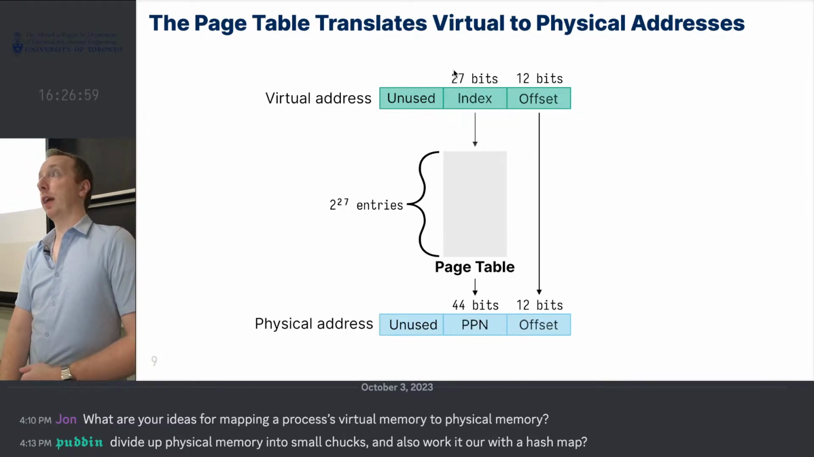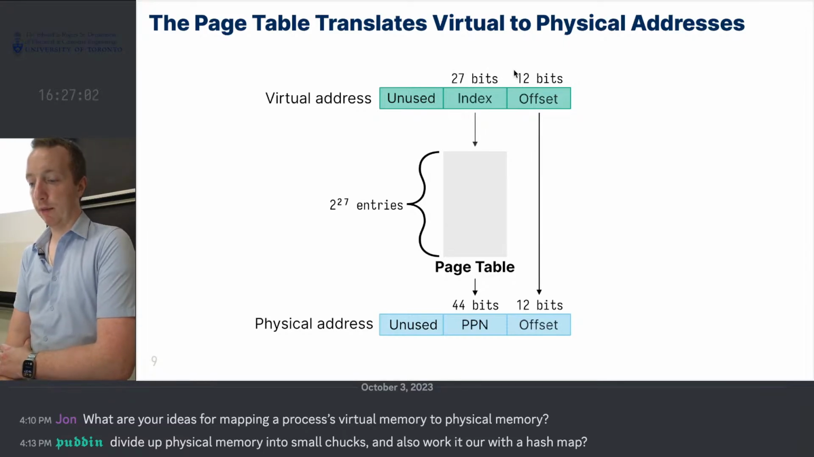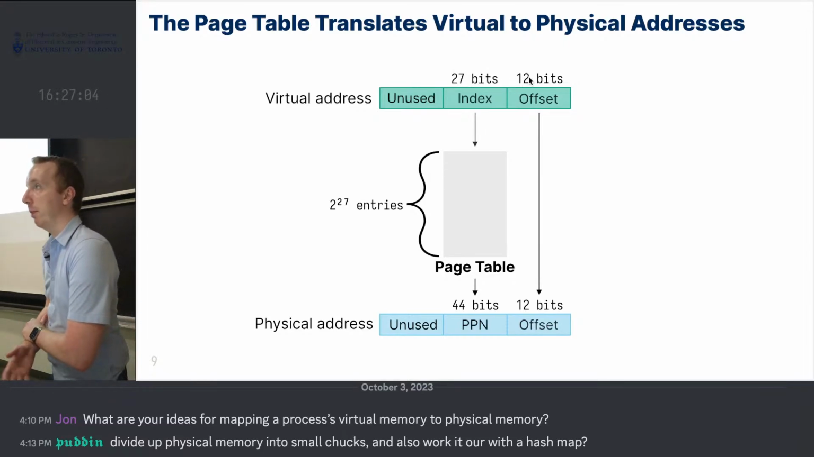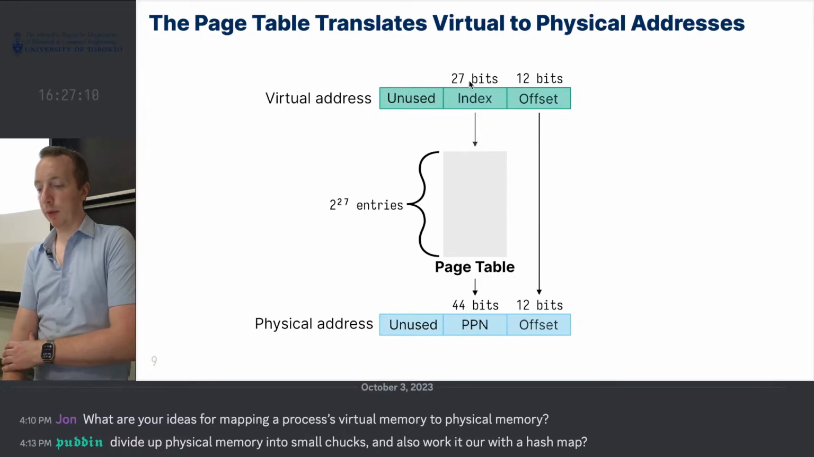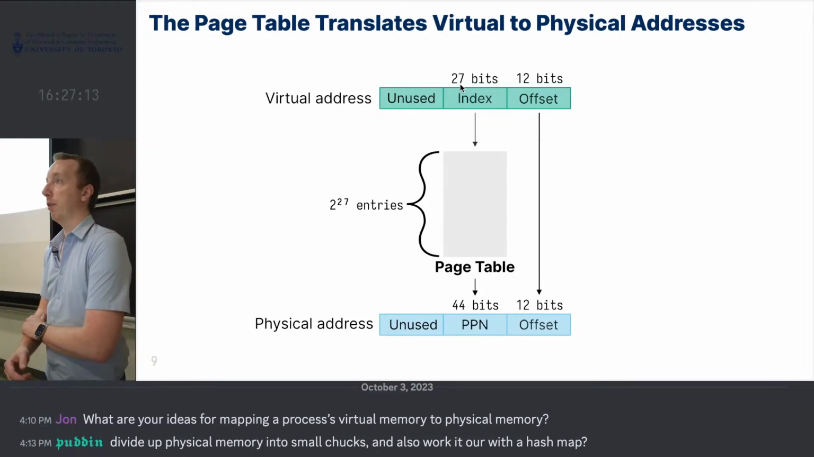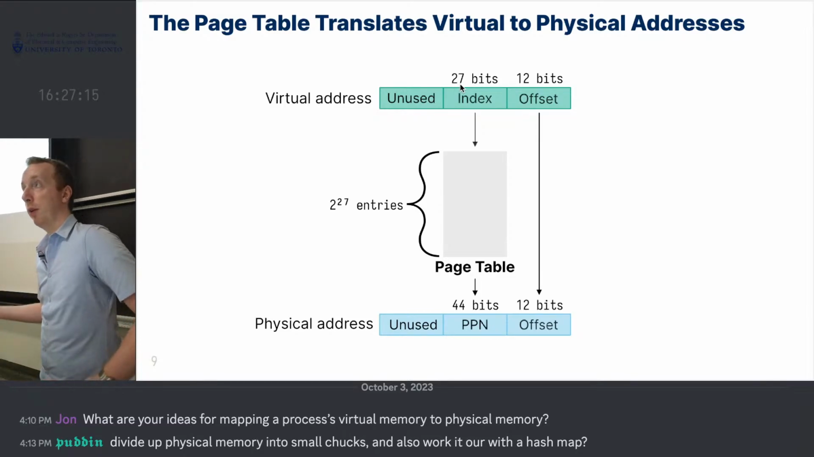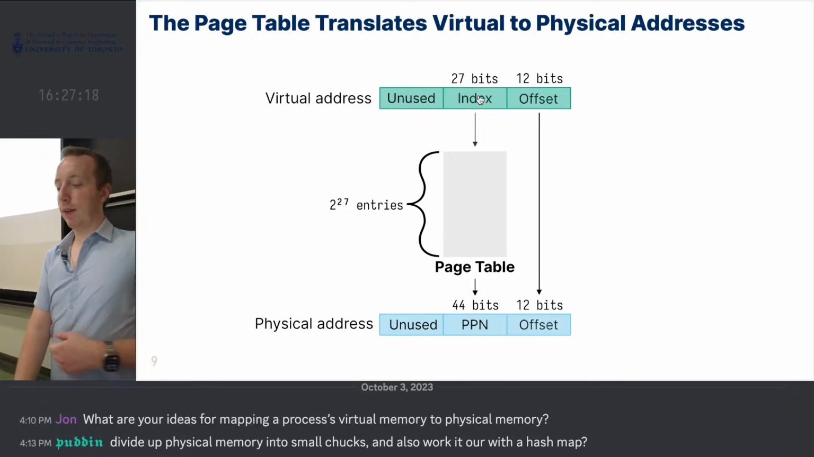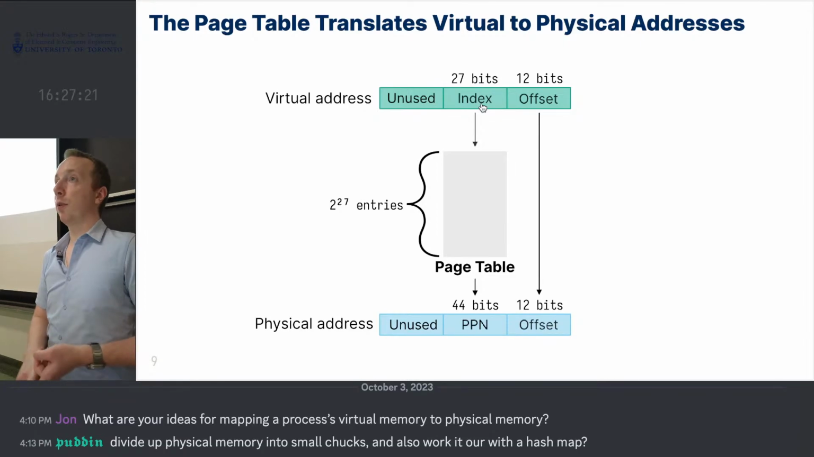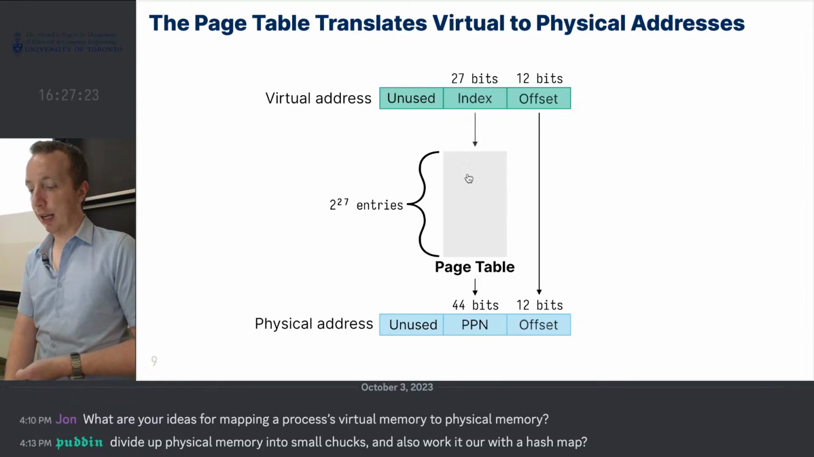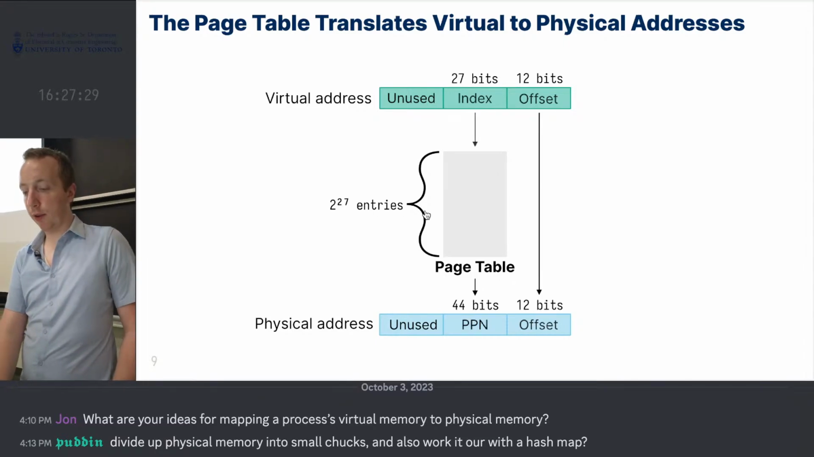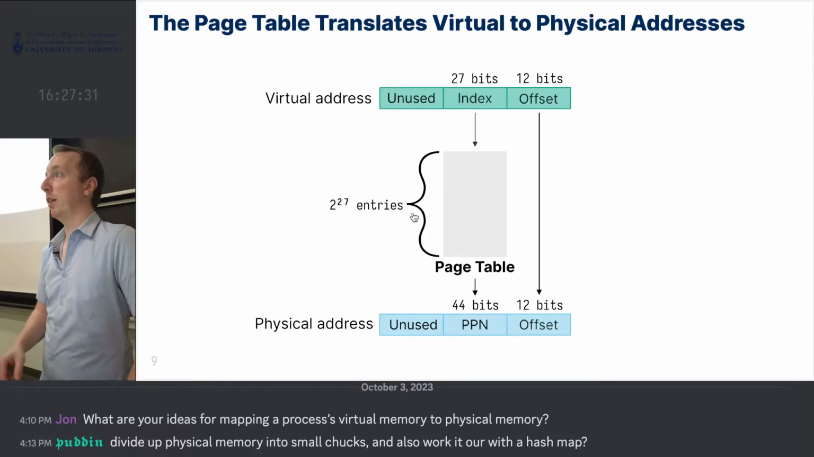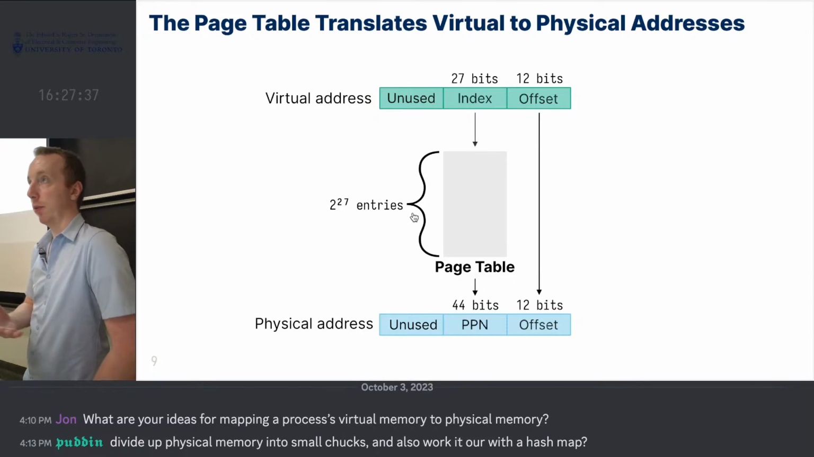So if we have a 39-bit virtual address, and we know 12 bits have to be used for saying what byte we are accessing within a page, that means we would have 27 bits left over, because 39 minus 12 is 27. So that 27 bits would be used for our virtual page number, which is basically just an index into this page table. So this page table would need 2 to the 26 entries, because we need to look up a maximum of 2 to the 26 virtual page numbers, which would be the indexes.